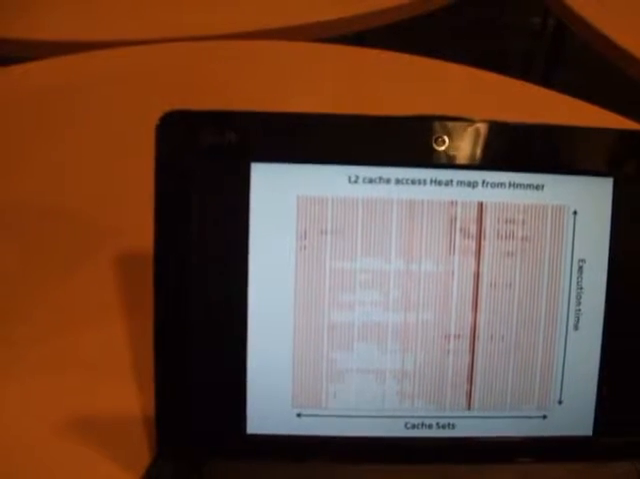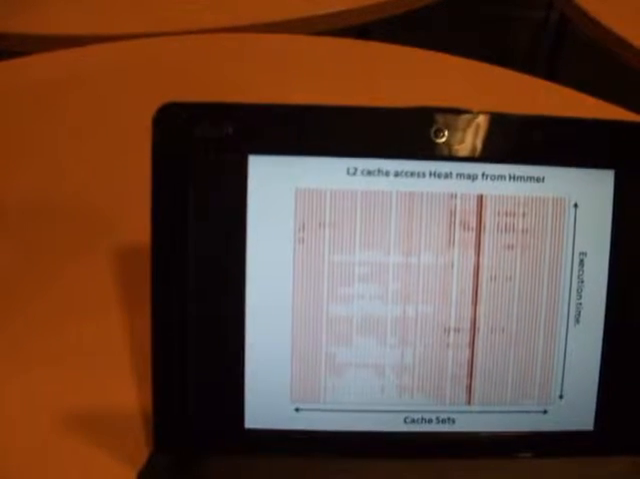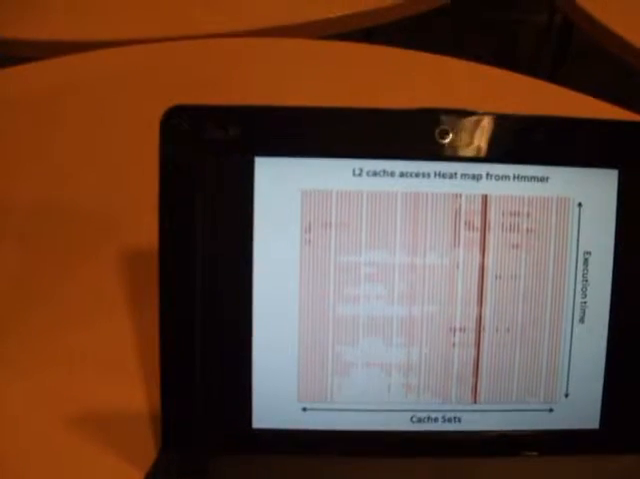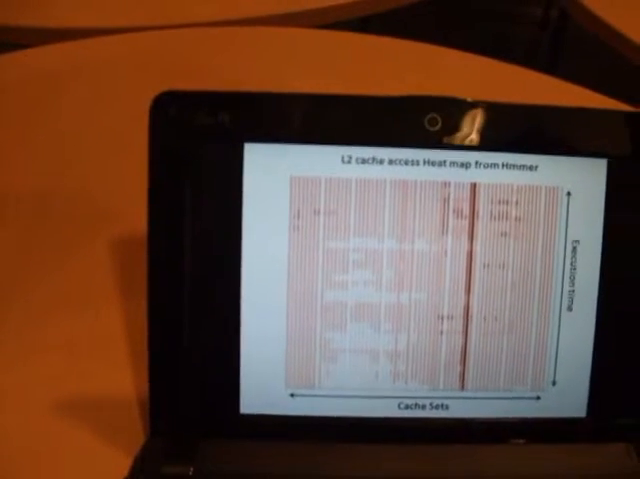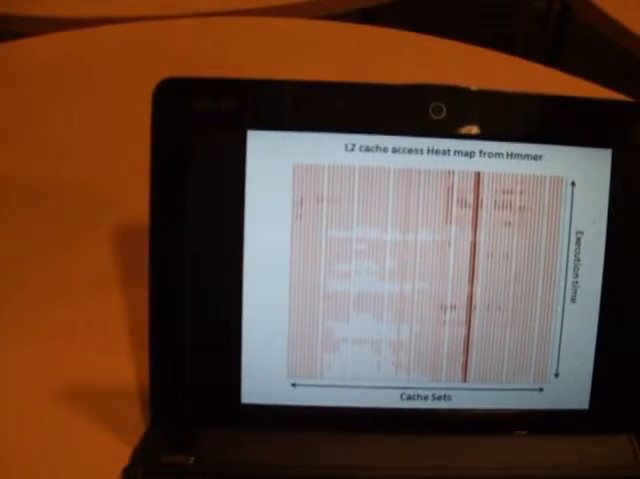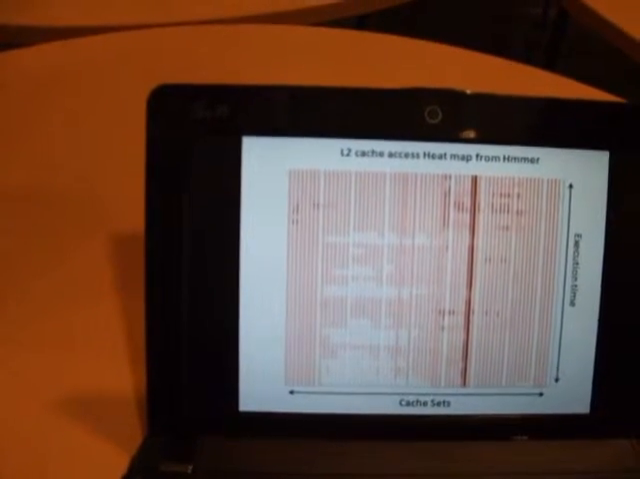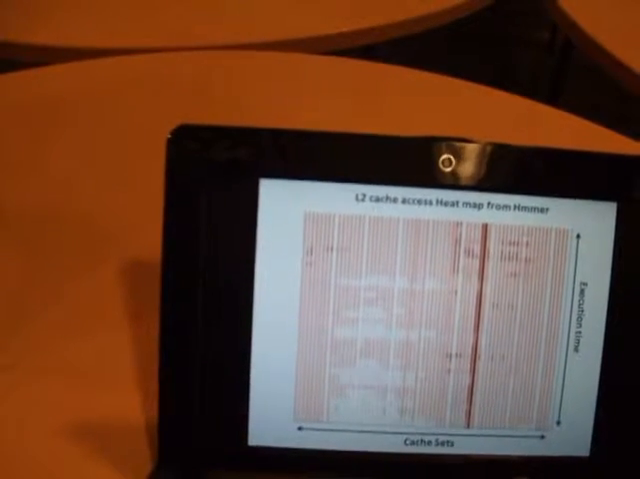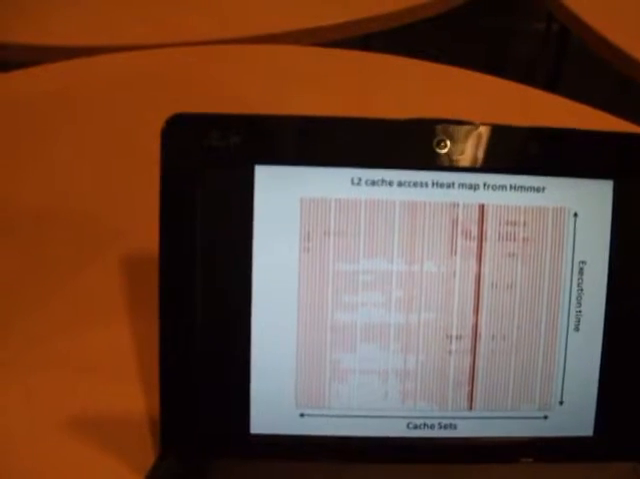This is based on covert channel attack, and in covert channel attack, the attacker tries to detect what the victim thread accesses. Our proposal is that we try to detect what the victim thread accesses, and we access the data that maps to the same set as the victim's data.